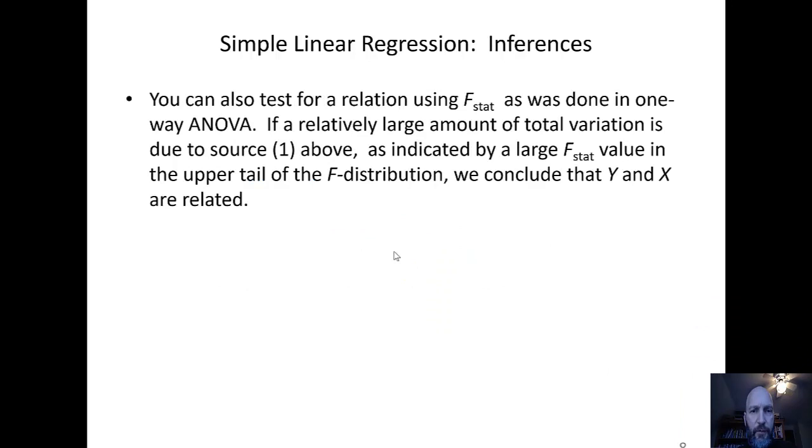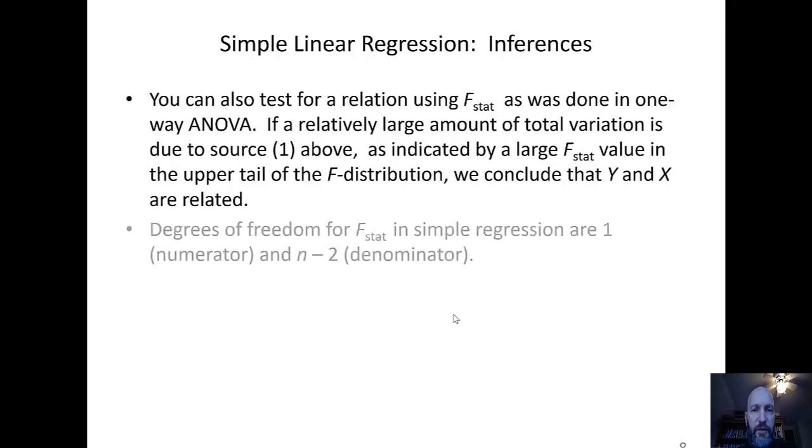So we can test whether there's a relationship between x and y using an F statistic, which comes from our analysis of variance, and it gives us the same result as if we do the t-test. And the idea here is if there's a large amount of variation due to the x in comparison to the randomness, then that suggests that there is a relationship. So the degrees of freedom for the F random variable are going to be 1 in the numerator and n minus 2 in the denominator.